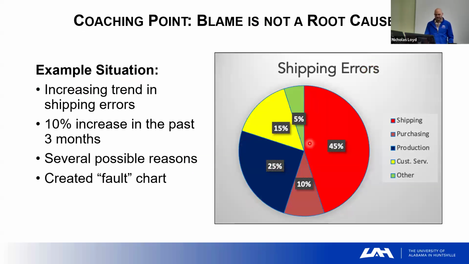This same chart, the blame chart. Like I said, they spent all morning putting this chart together, and all they said was whose fault were all of these shipping errors that we've been having, and they broke it down by department. 45% of our shipping errors happened because of the shipping department. Another 25% happened because of production, packing them in the wrong box or whatever. Another 15% happened because of customer service. But they didn't talk about why the problem happened. They just talked about who did it.